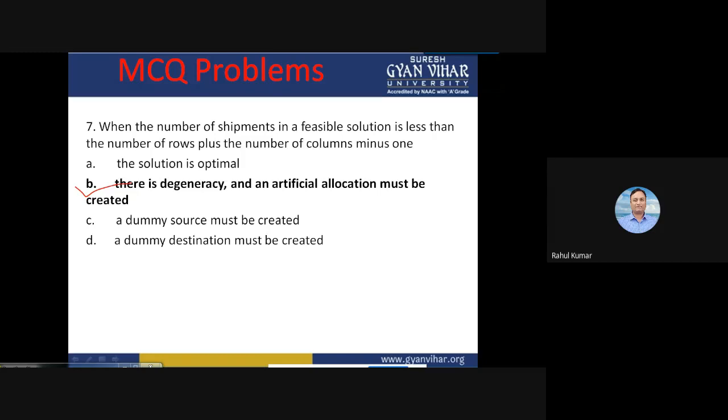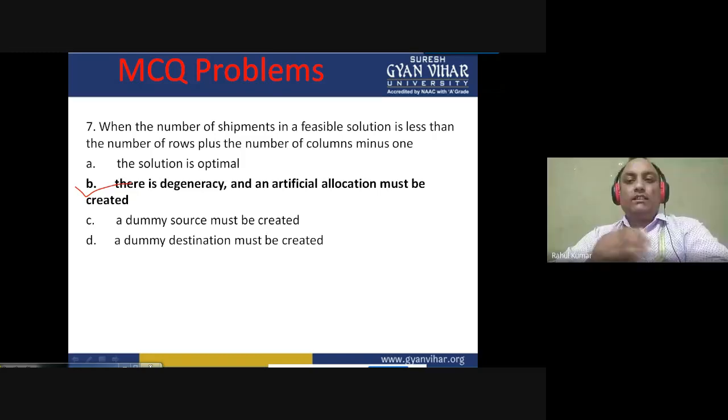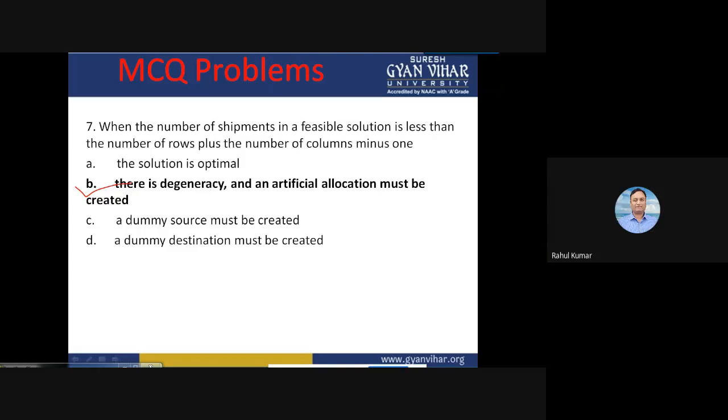So here are some other answers, just like the solution is optimal, a dummy source must be created, a dummy destination must be created. These are the wrong answers, right? So the correct answer is B. There is a degeneracy and an artificial allocation must be created.